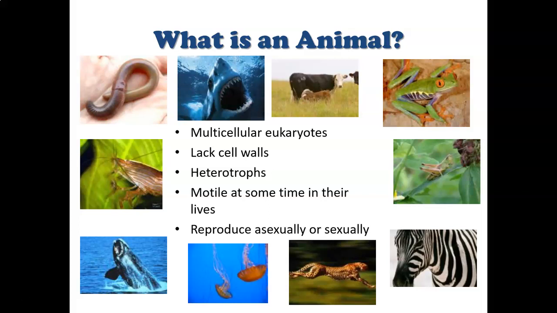All animals are heterotrophic, meaning they have to eat things. In fact, chemically they're like the fungi in that they're heterotrophs, but whereas the fungi are absorptive heterotrophs, animals are what are called ingestive heterotrophs, meaning they have to take in food through their mouths.